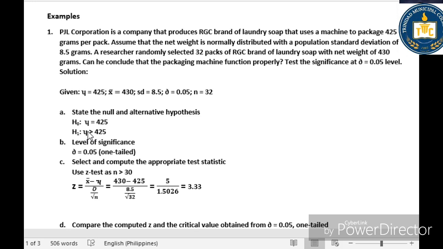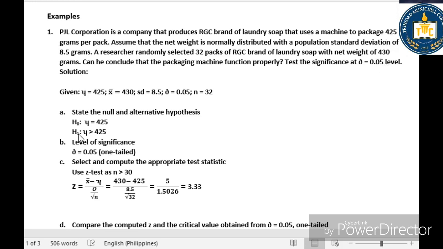Okay, so in any situation, look again at your problem. This is the mean for the population, 425 grams. But when they weighed every pack, they came up with an average of 430, which is the sample mean. So 425 and 430. In their study, they came up with an average of 430, which is greater than the population mean.